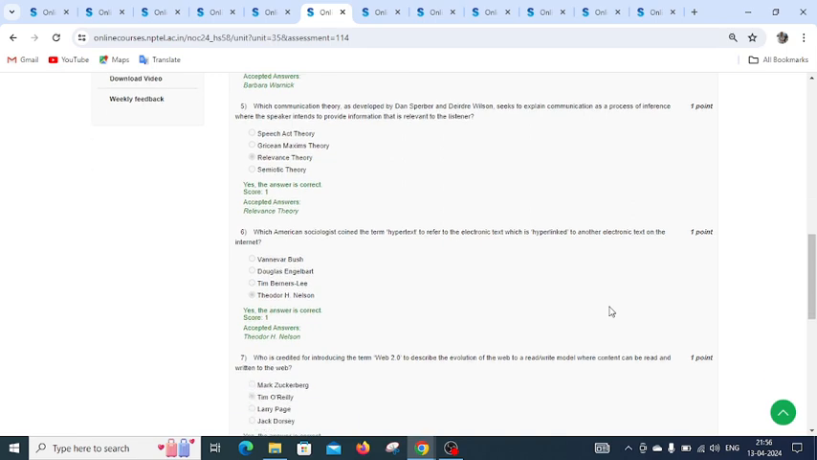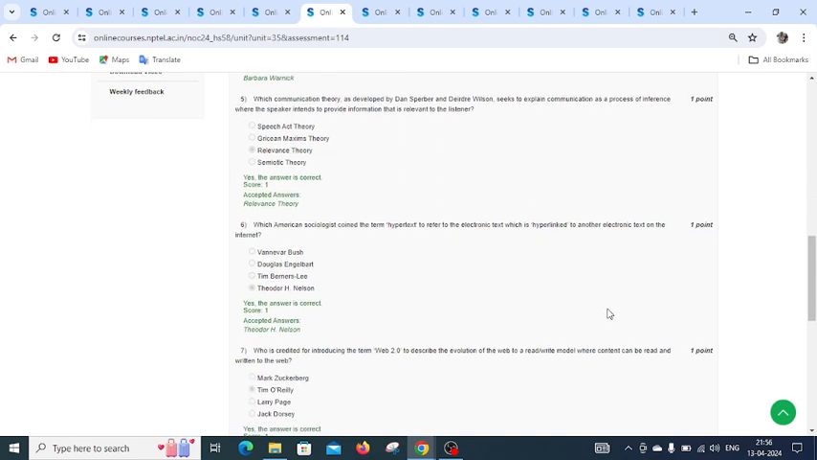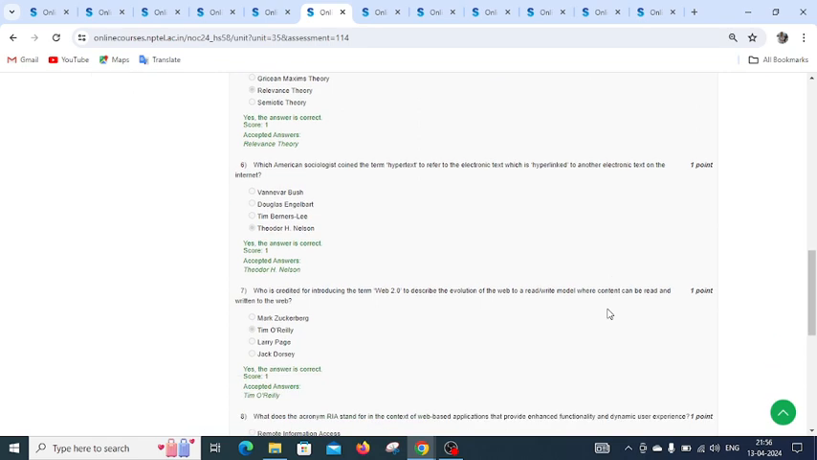That is your Theodore H. Nelson. Who is credited for introducing the term Web 2.0 to describe the read and write model where content can be read and written to the web? Tim O'Reilly.